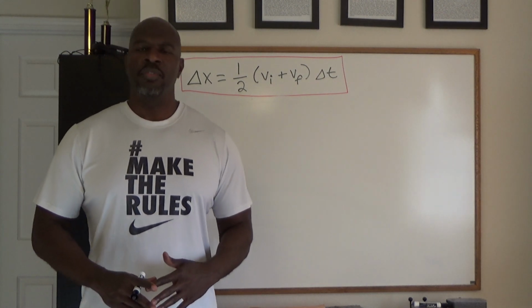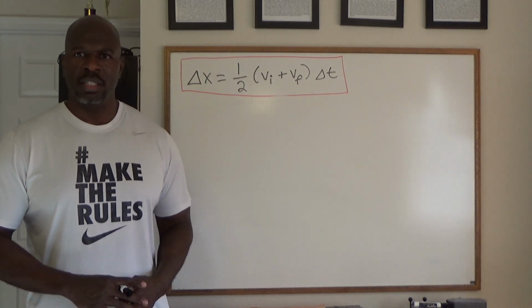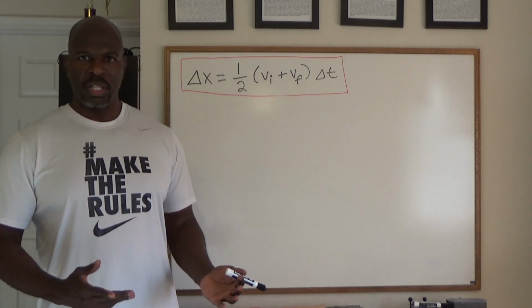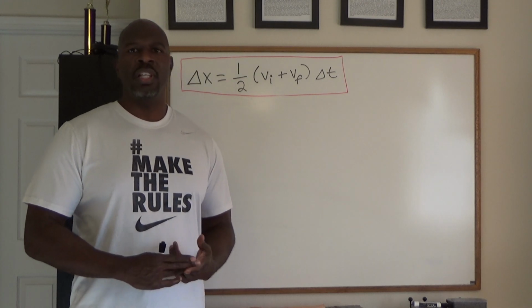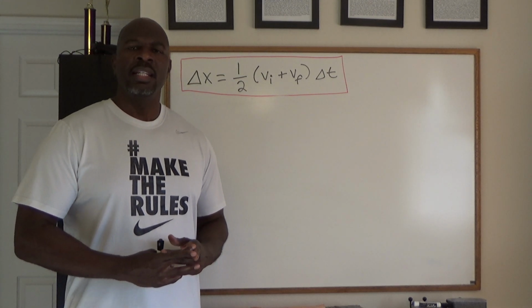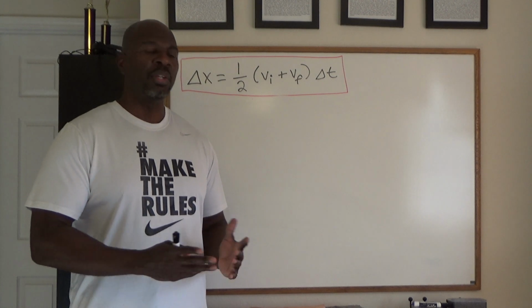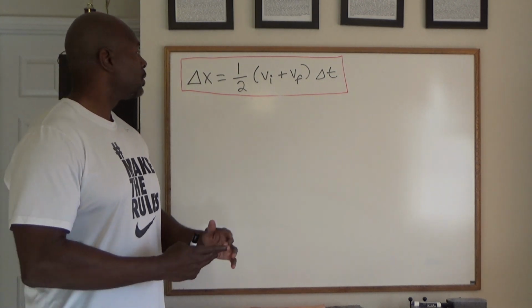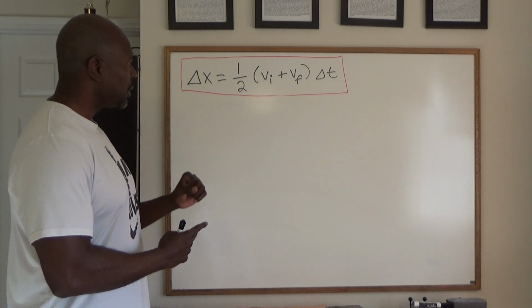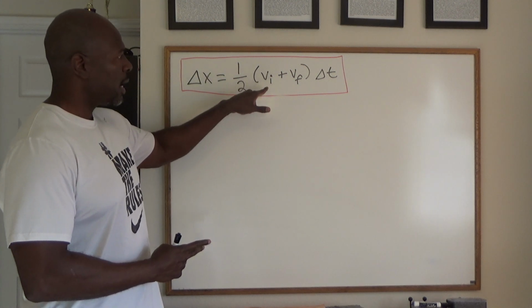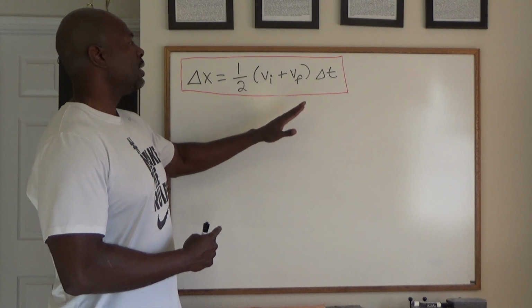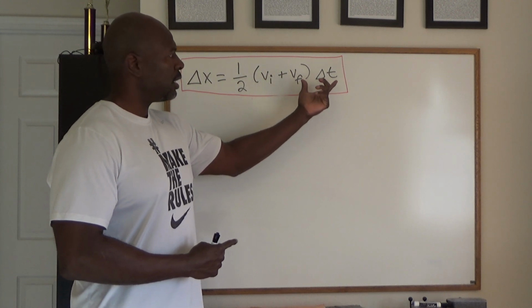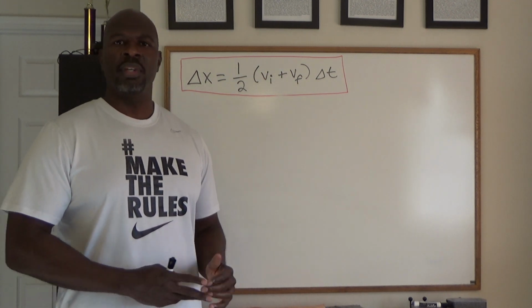So on the board I have the formula for displacement with a constant acceleration, where the displacement delta x is 1/2 the initial velocity plus the final velocity times delta t, which is the time interval. So again, delta x, the displacement, is 1/2 v sub i, the initial velocity, plus v sub f, the final velocity, times delta t, the time interval.